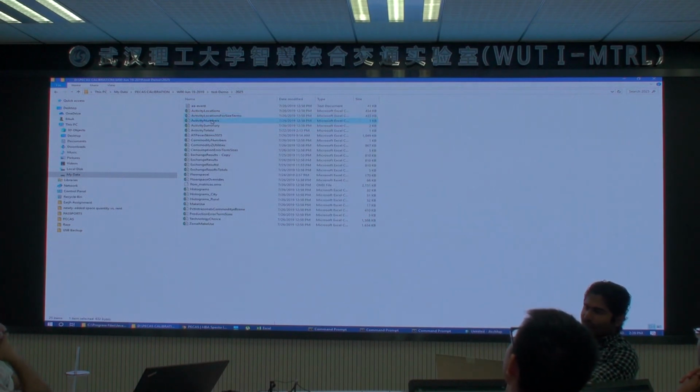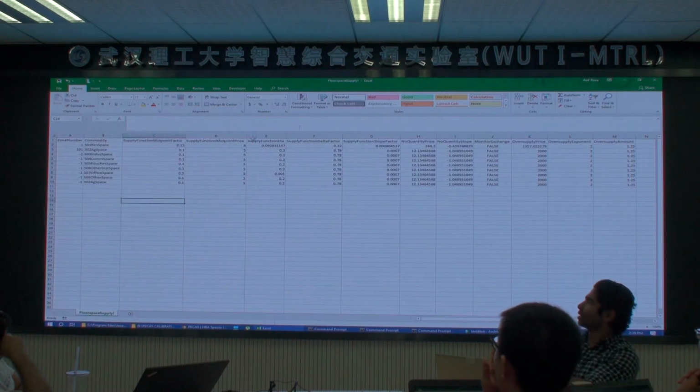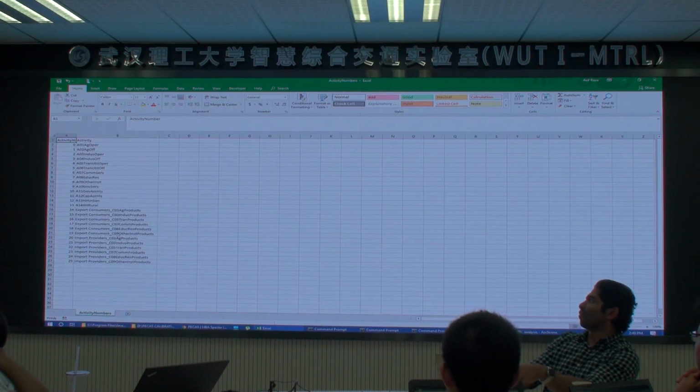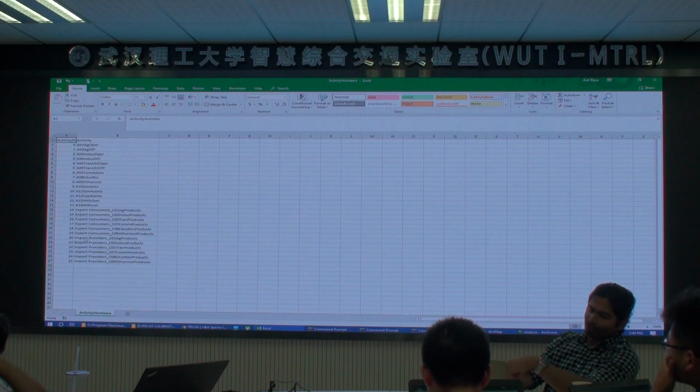This file we don't use for any of the analysis we are doing. The activity numbers file defines the number for each activity. This file is the same for all the output years. It's not going to change, because if you define a number for each activity, it's going to be the same for all the years.